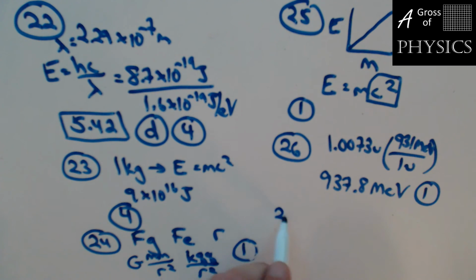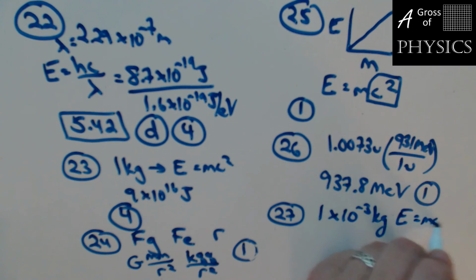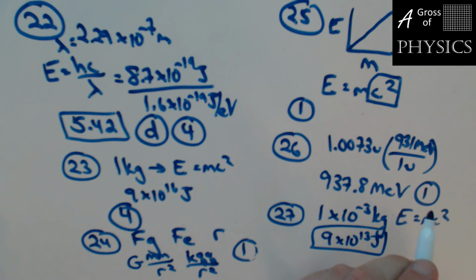All right, let's do 27. We have 1 times 10 to the negative 3 kilograms. Want to convert to energy. E equals mc squared. So 1e-3 times 3e8 squared, 9 to the 13 power. 9 times 10 to the 13 joules, which is choice 3.